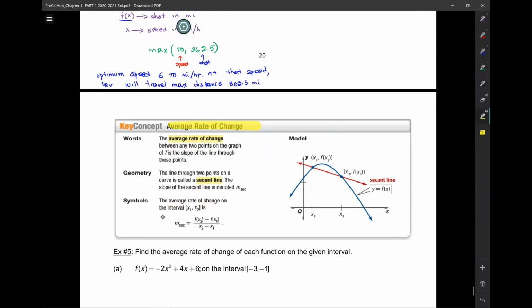First, let me ask you, in real life, what things do you know of that undergo change? If your answer is everything, you have won this game. Everything undergoes change, right? So, just think about that. How important is it then to find rate of change? Extremely important. Average rate of change between any 2 points on a graph is the slope of the line through those 2 points.